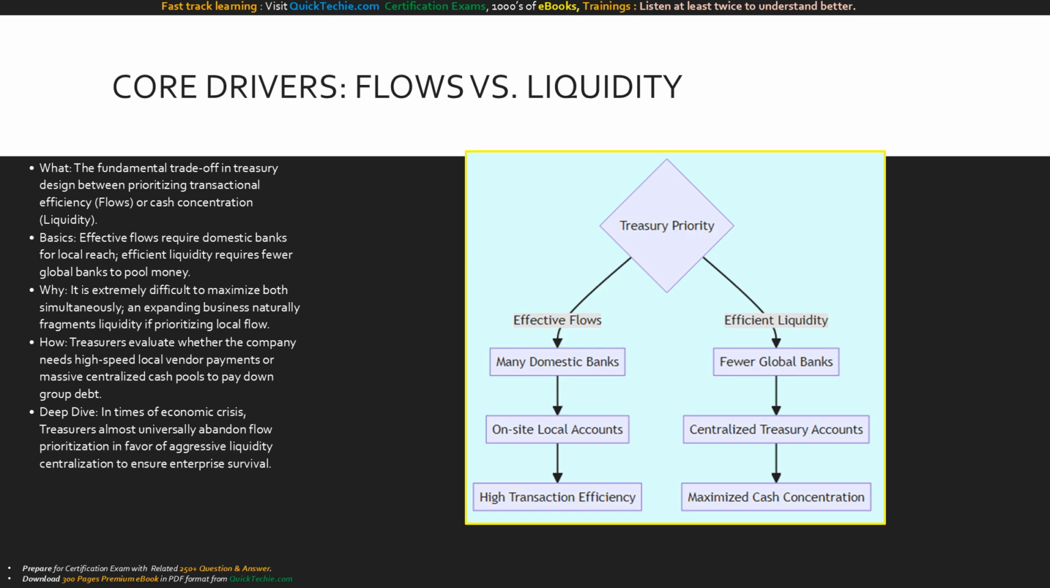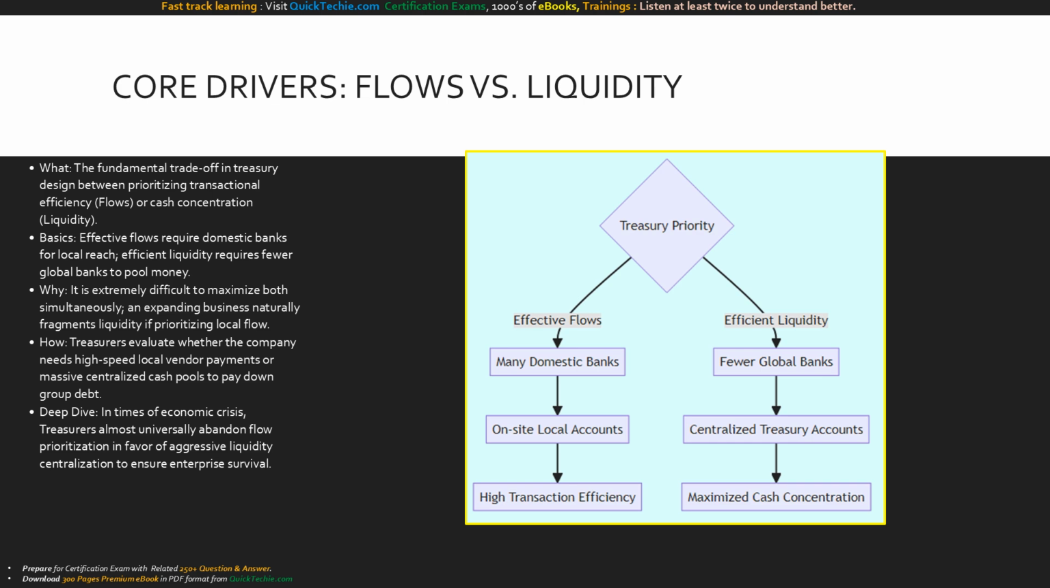Because using 50 different local banks fragments your cash, making it impossible to pool efficiently. How do we decide? We assess the business need. Does the local subsidiary absolutely need same-day local clearing, or is minimizing external corporate debt more critical? In our deep dive, history teaches us a harsh lesson. During financial crises, such as 2008, treasurers instantly abandon flow prioritization and aggressively restructure their accounts to centralize liquidity. Cash is king when markets freeze.